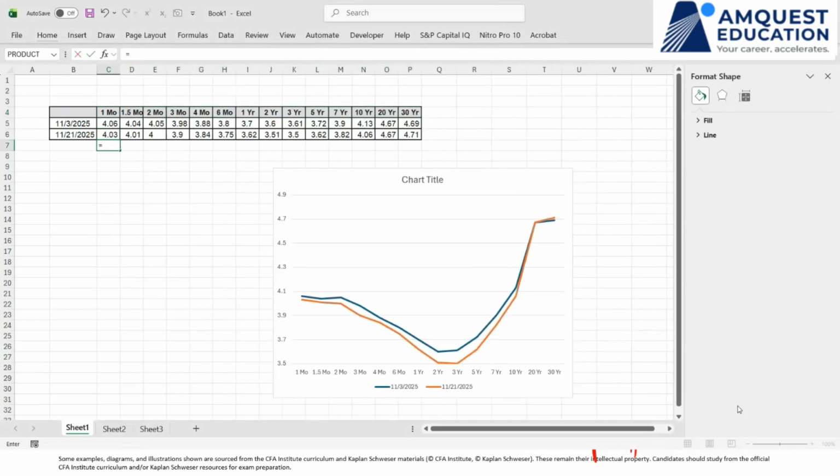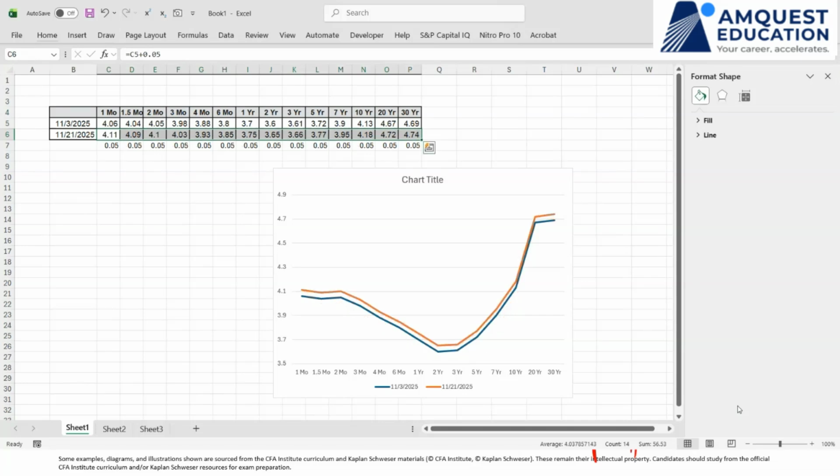Classic example, for 1 month, the change is 0.03. For other months, it is 0.08, 0.04, 0.05, 0.9. So there are different changes. It is not changing by the same amount. A parallel shift is, if I tell you that from November 3 till today, all the yields have increased by 0.05. This is a parallel shift. And now you see the graphs don't intersect each other. They are parallel. They just keep running. They do not intersect each other.